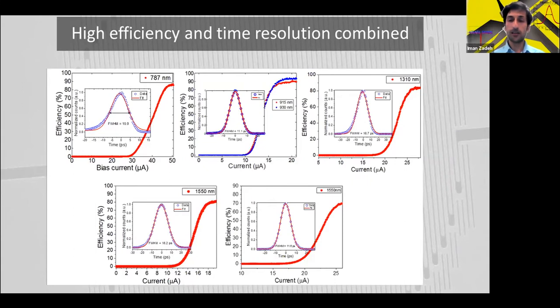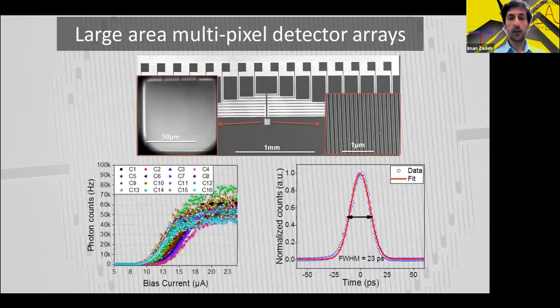This was repeated in many other wavelengths, other devices, and different thicknesses of material. So this can be also found in the manuscript. Later on, because for other applications it's also required to have even larger surface area, we fabricated multi-pixel array detectors. And because the film was thick, this allowed us to get a very uniform performance between the pixels. And the time resolution is still quite good.